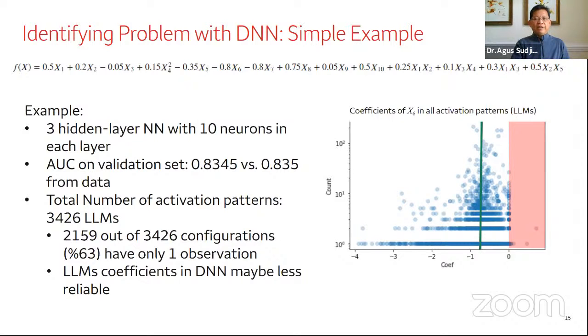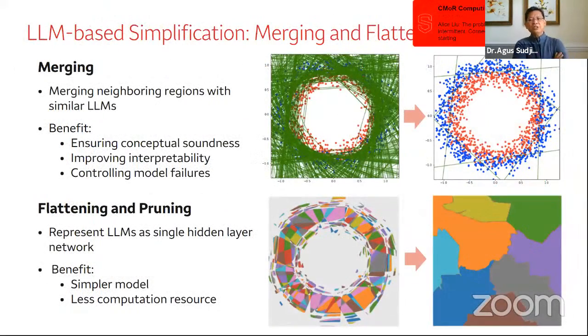This is a very, very typical problem in deep neural networks. So let's bring in the next point. Can we simplify it? Can we take advantage of simplification? Can we merge? Can we reduce the number of local linear equations?